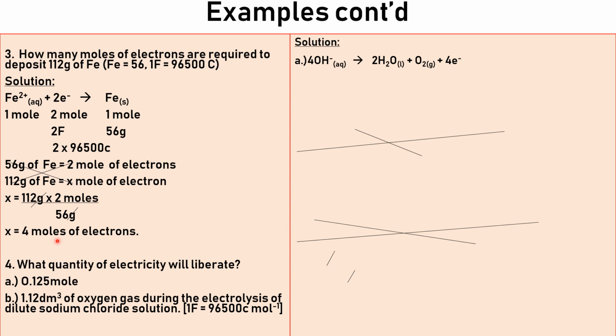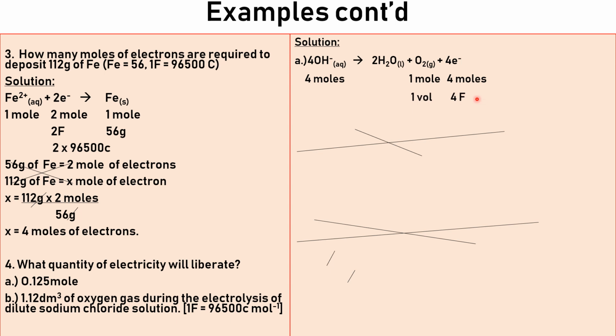Remember, in the electrolysis of dilute sodium chloride, which we have done before, at the anode, hydroxide ion was discharged and oxygen gas was liberated. You remember that? We have done it before. So this is the equation of the reaction, and from here we can see that from 4 moles of hydroxide ion, we liberate 1 mole of oxygen gas and we lose 4 moles of electrons.